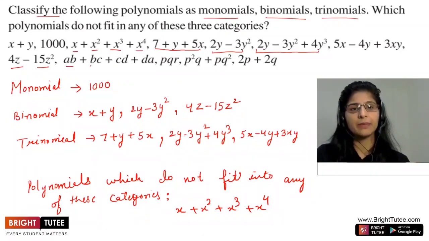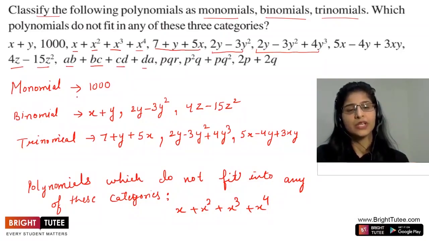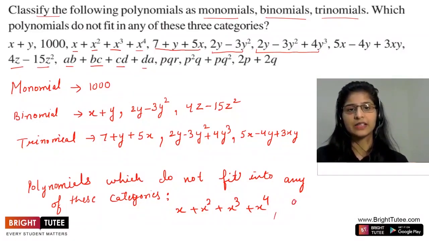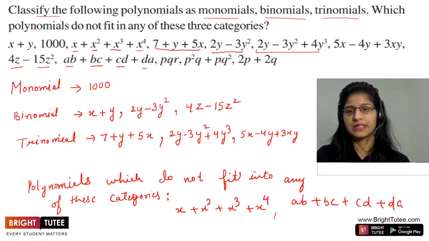Clear? AB plus BC plus CD plus DA. How many terms? 4 terms. So it does not belong to any of the categories like monomial, binomial, trinomial. So we'll write here AB plus BC plus CD plus DA.